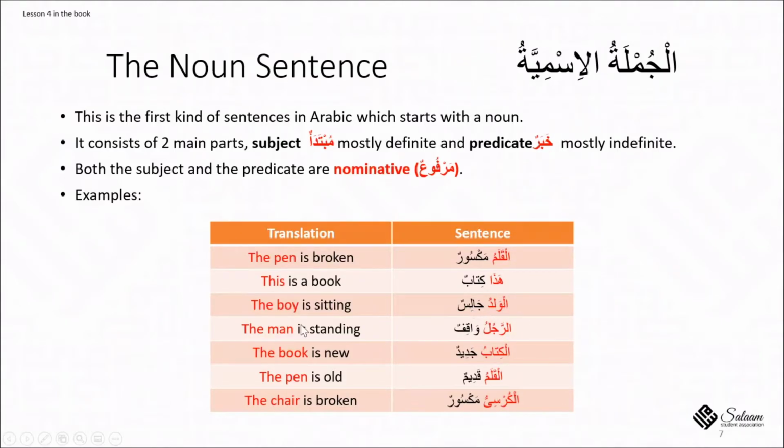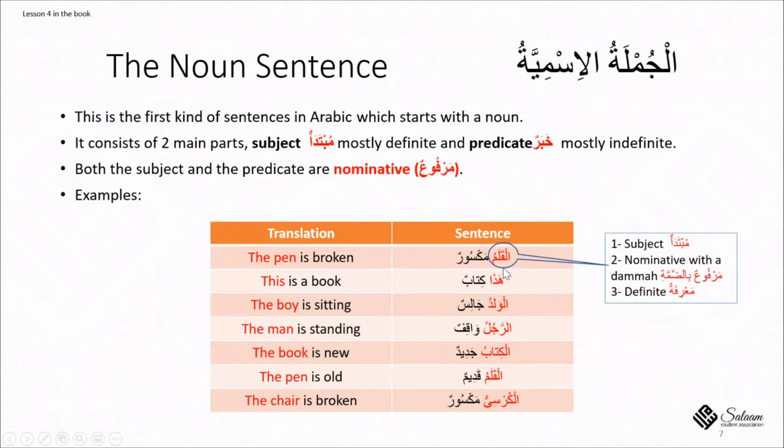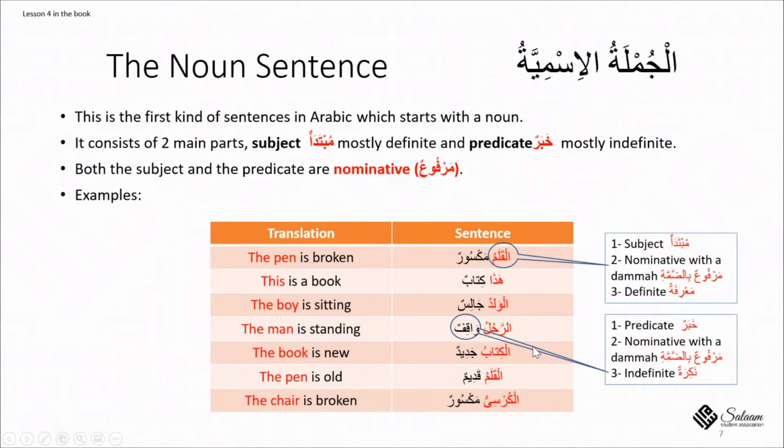Al-waladu jalisun. The boy is sitting. Al-rajulu waqifun. The man is standing. As you can see here, all the first words are mubtada, marfu'a, with dhamma. So it's nominative with dhamma. Ma'rifa, which means it's a definite word. And the second word is called khabar, and also marfu'a with dhamma. It's nominative, it has a dhamma at the end, and it's an indefinite thing. الكتاب جديد. القلم قديم. الكرسي مكسور.